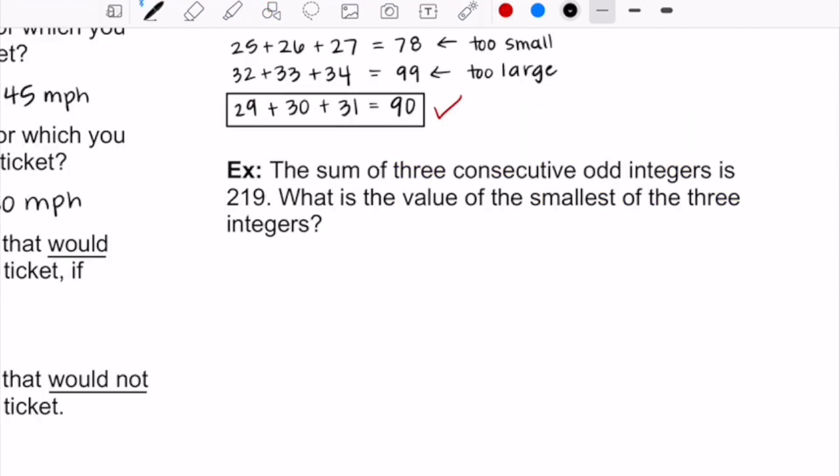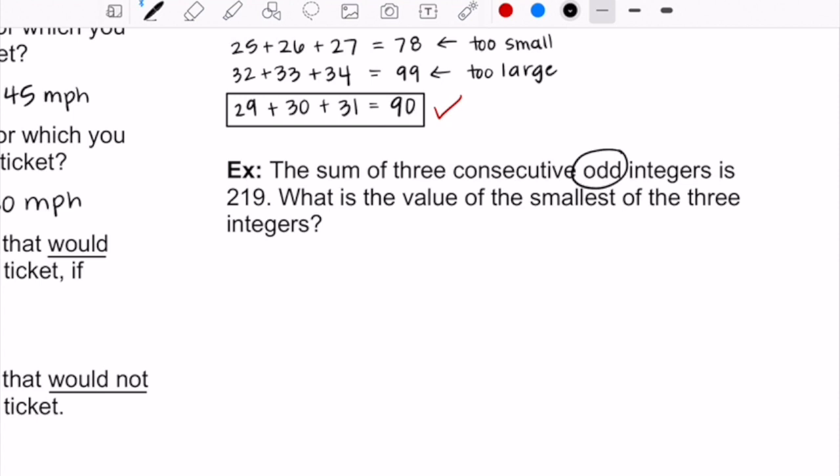So the next question is similar, but it's just a little bit different because it says the sum of three consecutive odd integers is 219. And so you're going to skip count on this one. Remember, the numbers like 2, 4, 6, 8, 10, those are even integers, and odd numbers are the numbers in between. And so when you're picking numbers for this one, you just want to make sure that you don't pick any even numbers. They're still consecutive, but they're going to skip over one in a row.